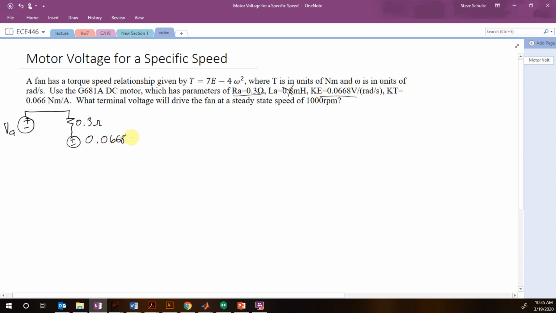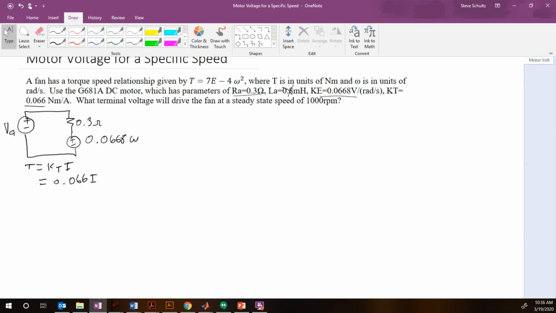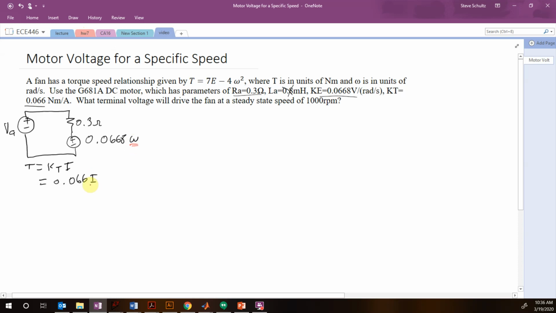0.0668 omega, and then we come across here. Now, the other equation that we have is our torque is equal to our KT I, that's this one right here, 0.066 I. Now what we need to do is figure out what our omega is. So we need to get our omega and the I that we need.